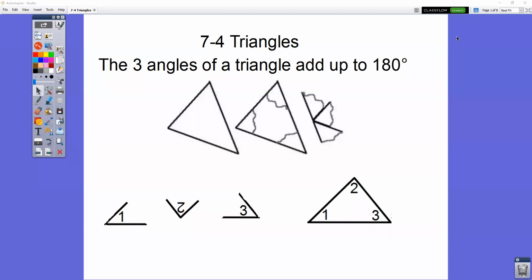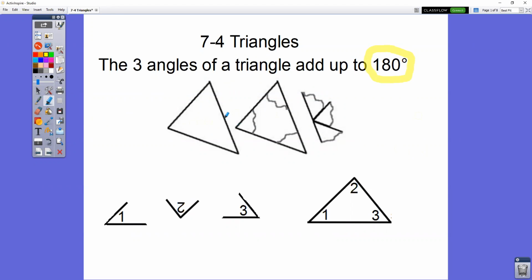So this is the lesson for 7-4, which are triangles. The one big thing that you need to know is that the three angles of a triangle, any triangle, no matter whether it's a skinny triangle, a fat triangle, a right triangle, a big triangle, a tiny triangle, no matter what triangle you're looking at, the three angles of a triangle always add up to 180 degrees.